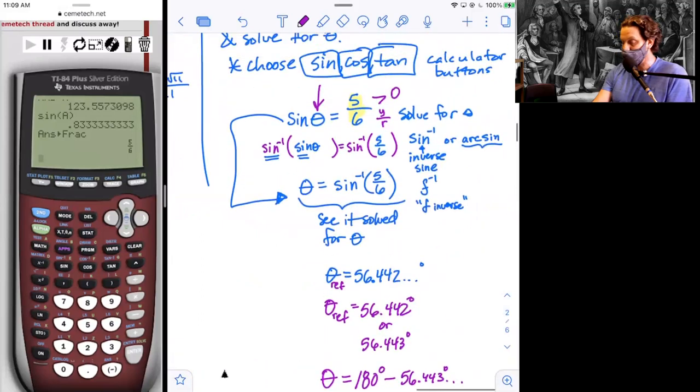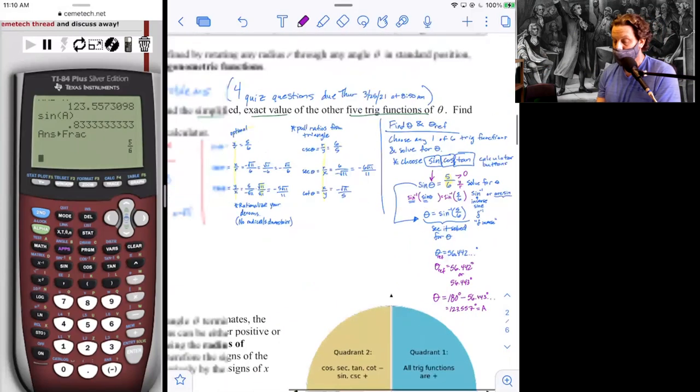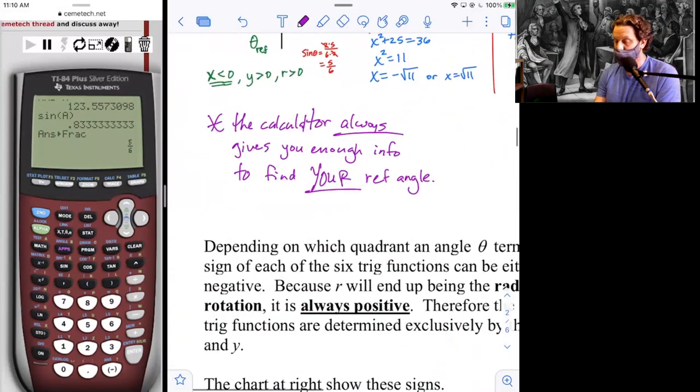The calculator didn't give us that, and it won't. The way I write these questions, it's never going to be as easy as just taking the answer the calculator gives you. But here's the deal. The calculator will always give you an angle whose reference angle is the same as yours. Let's write that as an addendum to this.